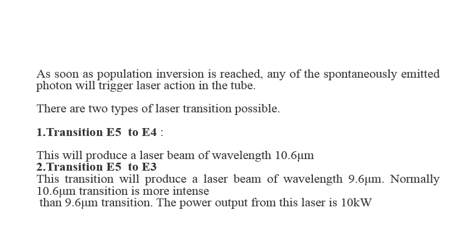When we have a transition from E5 to E4, we get a 10.6 micrometer wavelength laser, and from E5 to E3 we get 9.6 micrometer. However, we must note that the 10.6 micrometer transition is more intense as compared to the 9.6. The output is about 10 kilowatts.